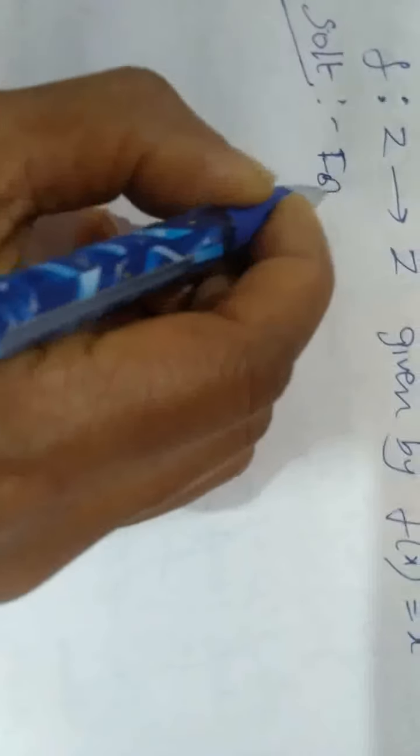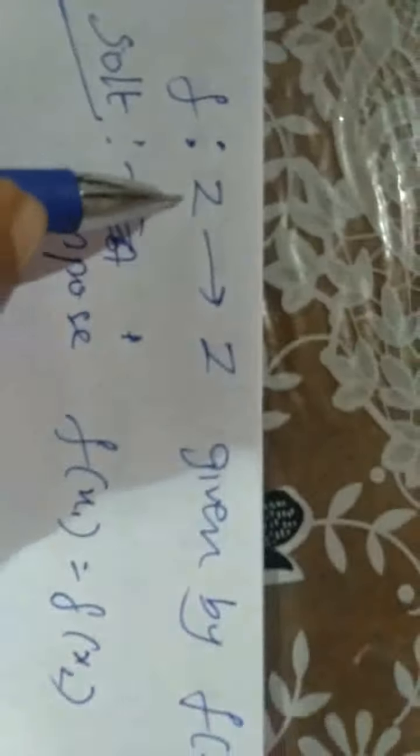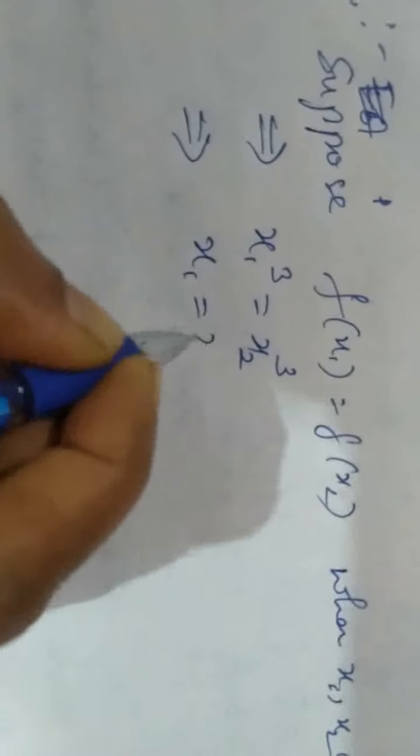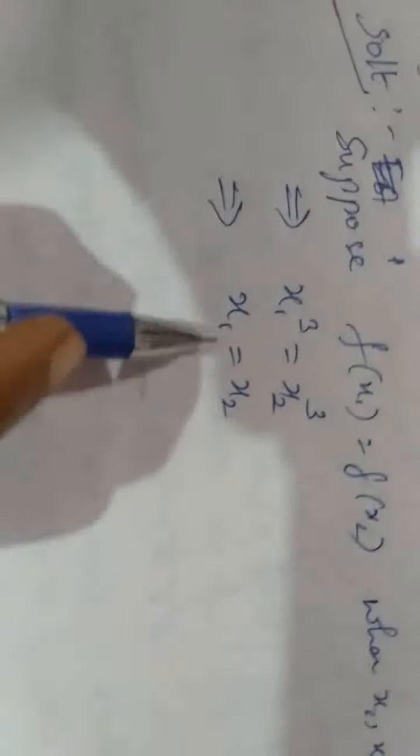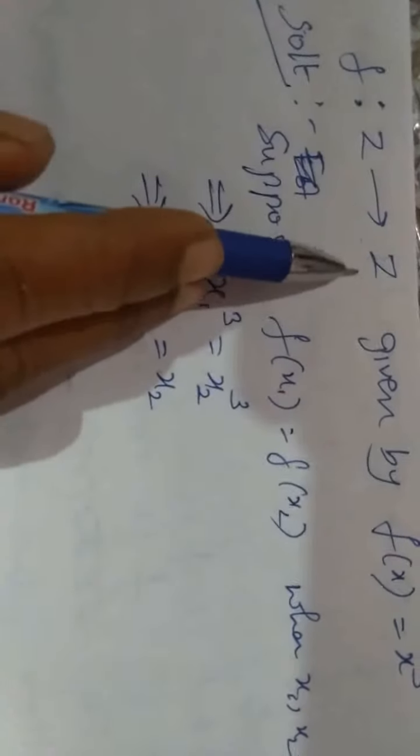Write it generally. Suppose f of x1 is equal to f of x2, where x1, x2 belong to your set of integers. Write the domain that is given. This implies x1 cube is equal to x2 cube, which implies x1 is equal to x2. Here it is not possible that x1 is equal to plus or minus x2. Even though these are integers, we know that +1 cube is +1, and -1 cube gives -1. Therefore, x1 is x2 only. Therefore, it is injective.